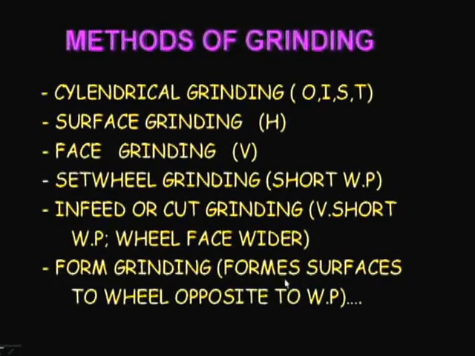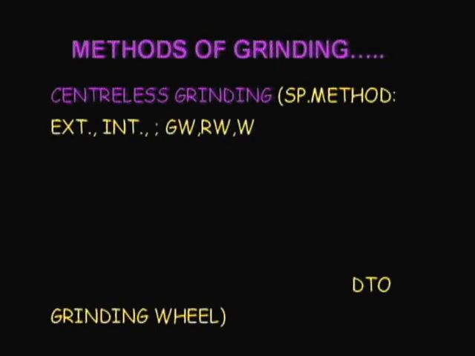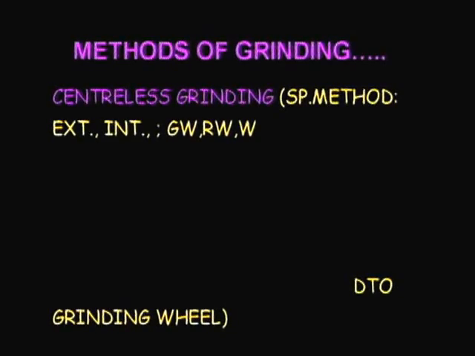Next is form grinding. Here the form surface of the wheel is opposite to the workpiece. That means whatever form we need can be attained through grinding, but the grinding wheel will have the opposite form to the workpiece that we require. For example, if we want a convex shape, the grinding wheel will be in a concave shape. Now next we go for some other grinding operations, that is centerless grinding.